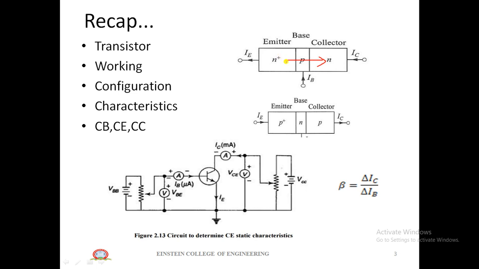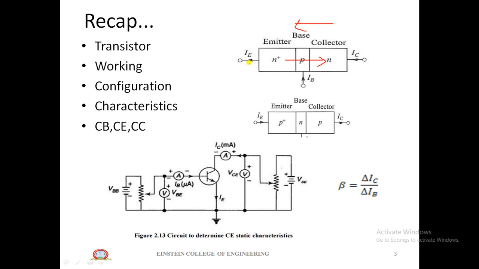If the electron direction is in this path, then the conventional current will be opposite in direction, so the collector current and emitter current are shown like this.